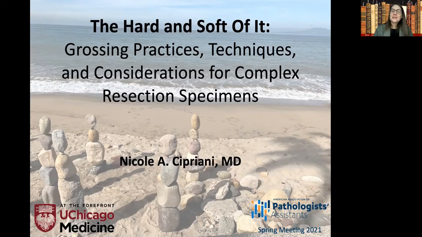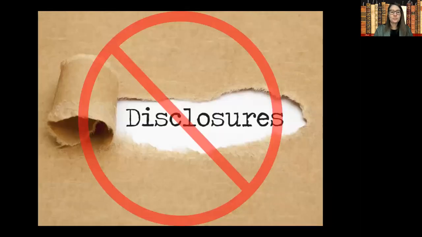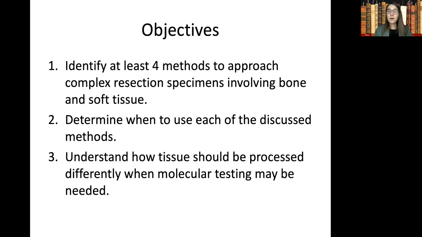We're going to be discussing grossing practices, techniques, and considerations for complex resection specimens of all types. I have no disclosures. To review our objectives, we will identify at least 4 methods to approach complex resection specimens involving both bone and soft tissue. We will determine when to use each of the discussed methods and understand how tissue should be processed differently when molecular testing may be needed.